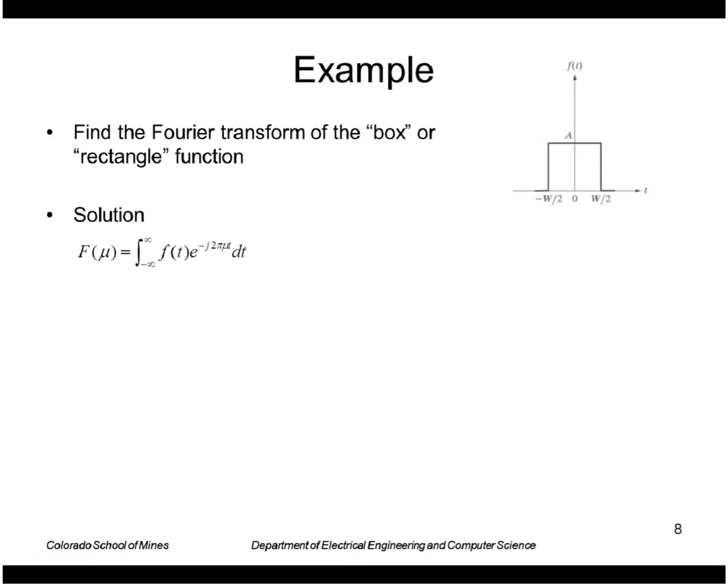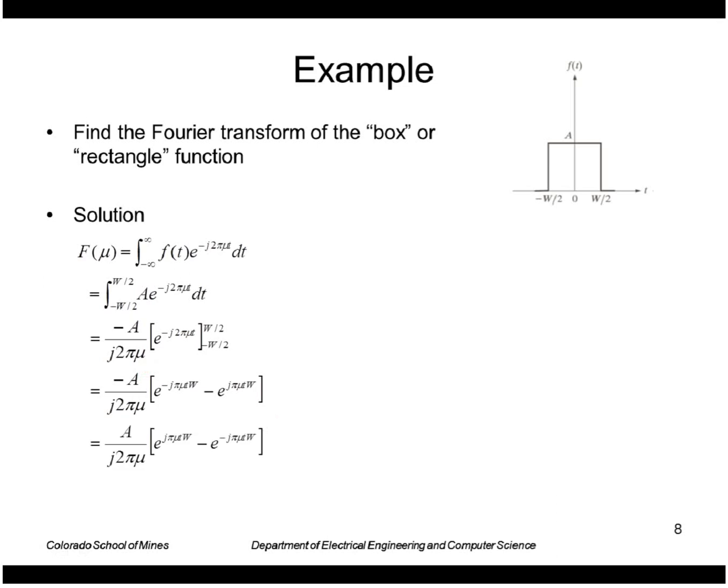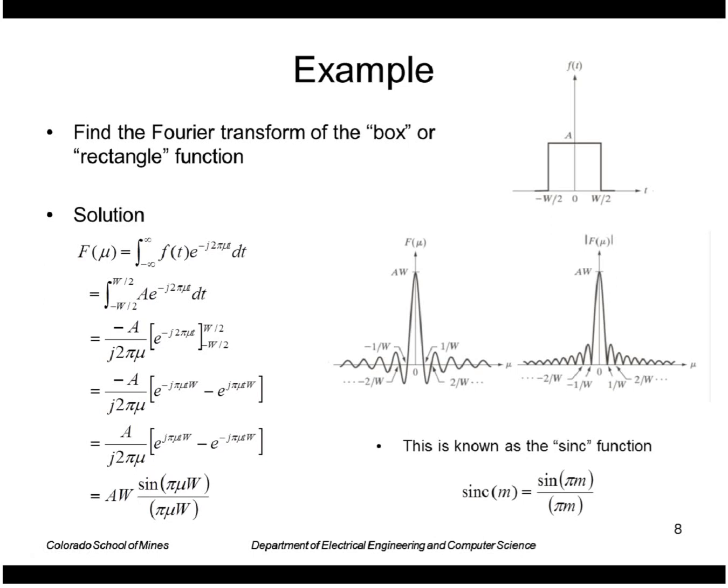So we plug that into the definition of the Fourier transform, which is easy to integrate. The exponential is just the exponential. Plugging in the limits, we get this difference of exponentials. And that we can recognize is an identity for sine of a quantity over the quantity, like that. So this function is well known, and it's called the sinc function. And we'll see it over and over.